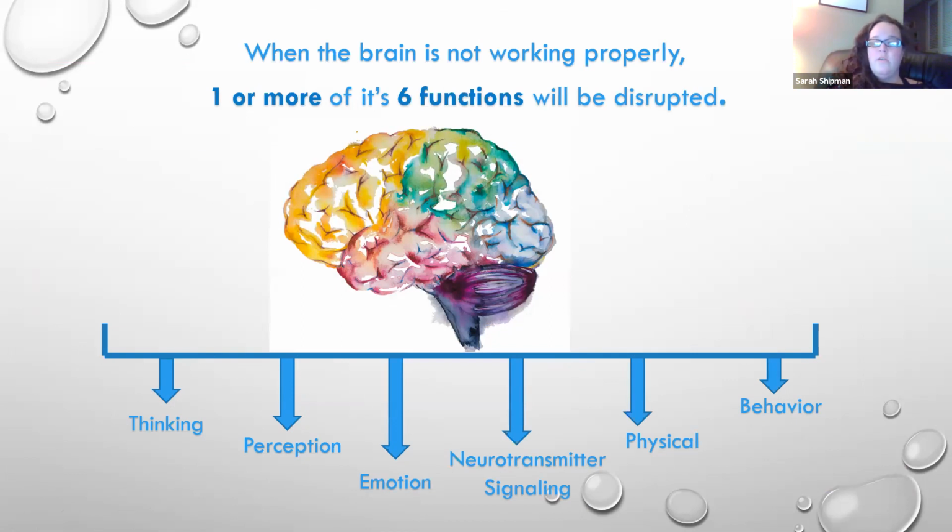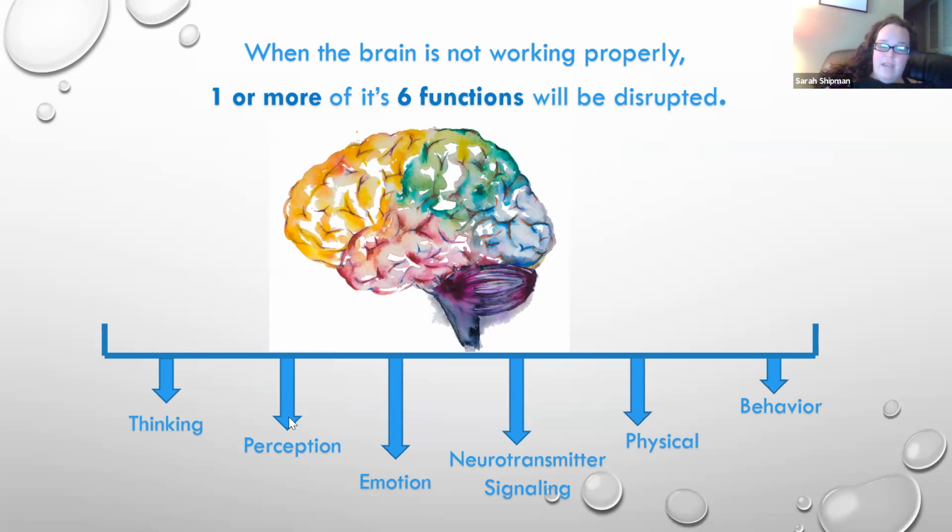We have our thinking. So thinking might show up as what we call distorted thinking. It might look like black and white thinking. Everything is black and white. It also might look like making a mountain out of a molehill, or catastrophizing. So there are actually thinking errors that people have when they're struggling with mental health challenges.